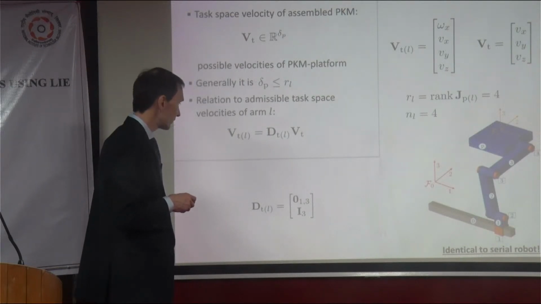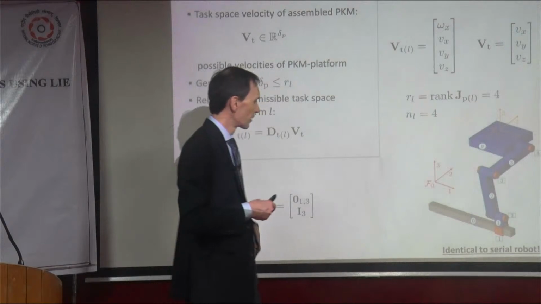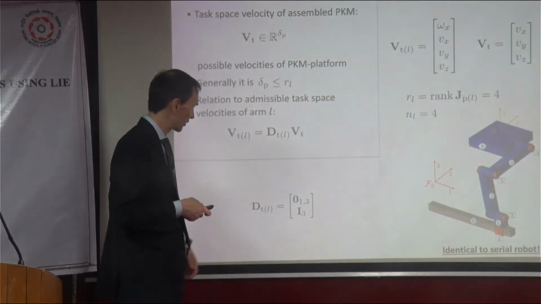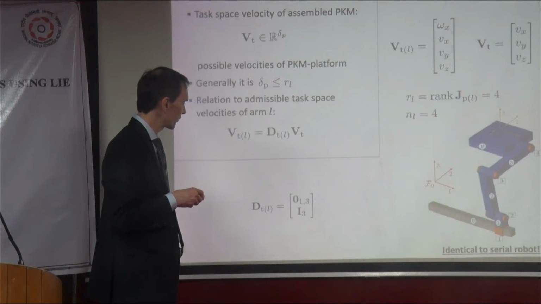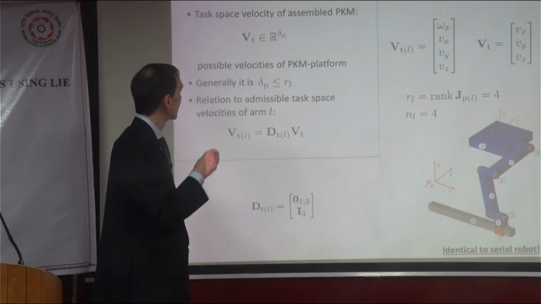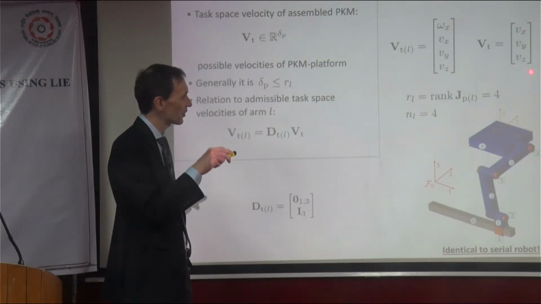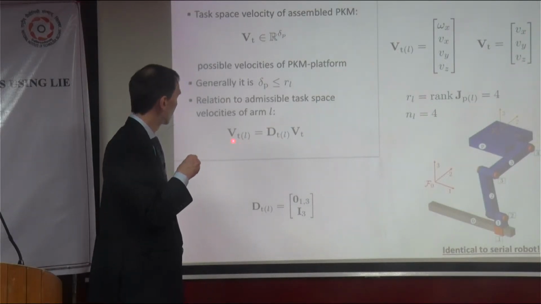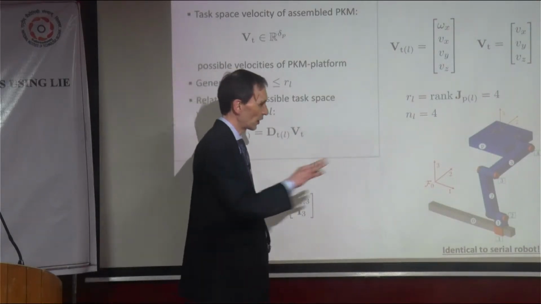Okay. And in order to make sense out of this, it's a bit of a crash course today, I know, but we have to finish this. In order to make sense out of this, we should actually introduce some metrics that somehow relate the task velocity of the PKM, which means the 3 translations, to the task space velocity of the limb when it is separated.